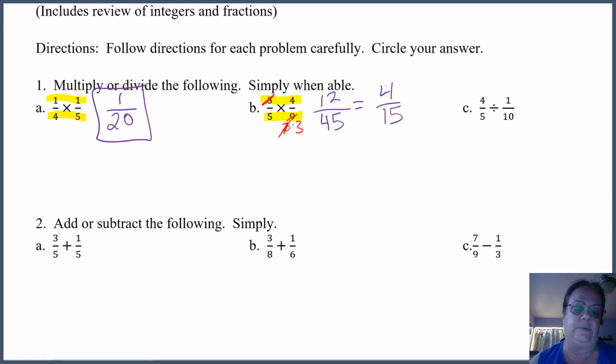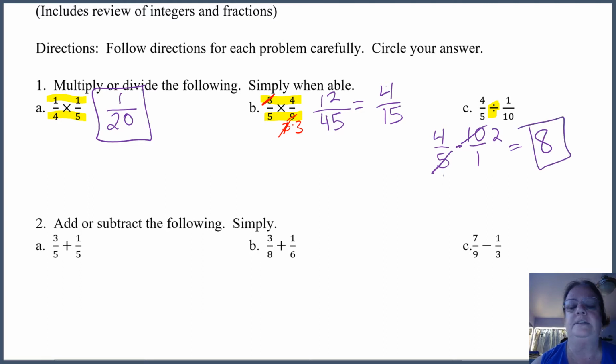All right, on the next one. This is a divided by, which means what? Do you remember? How do we do divided by? We flip and multiply. So we have 4 over 5 times 10 over 1. Now notice 10 is 2 times 5, so I can cross out the 5, leaving me with a 2 there. So now I have straight up 4 times 2 over 1, which is 4 times 2, or 8.